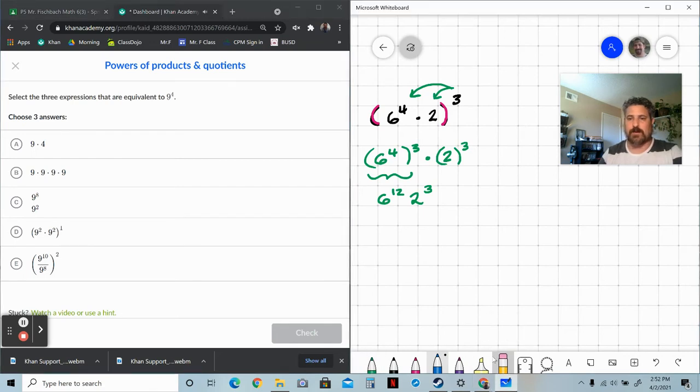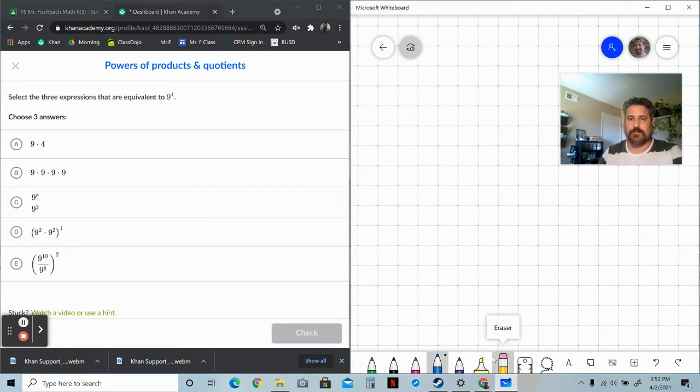For the next one here, it says select the three expressions that are equivalent to 9 to the fourth. Well, 9 to the fourth is going to be a base of 9 raised to the fourth power, right? So that base is 9, and it's raised to the fourth power. So it's going to be 9 times 9 times 9 times 9, which is, of course, 81 times 81, which is whatever that's worth, right?